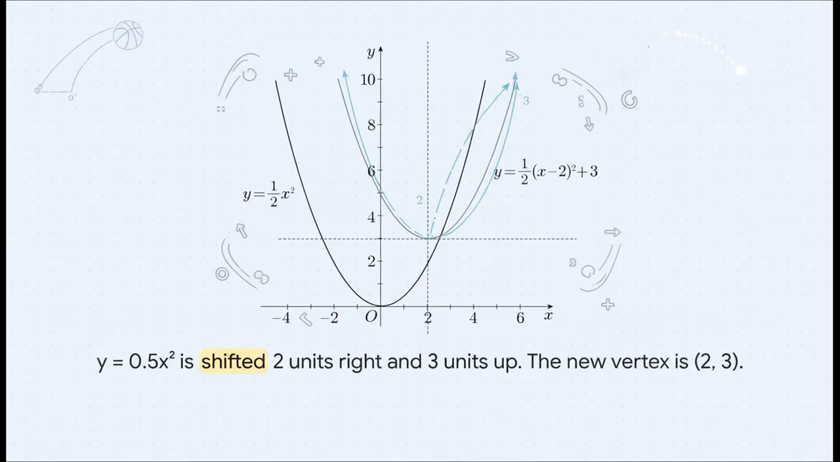And check this out, it's a perfect illustration. You can see the original ghost graph of y equals 0.5x squared sitting at the origin. We then shift it 2 units to the right, and then 3 units up, and look where it lands. Its new vertex is exactly at the point (2, 3). And you can just read those numbers right out of the equation.